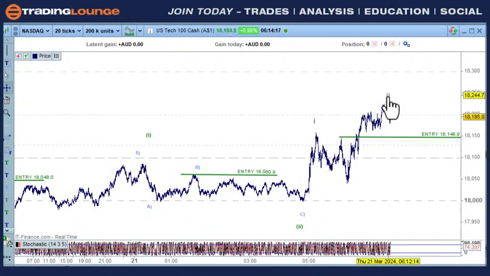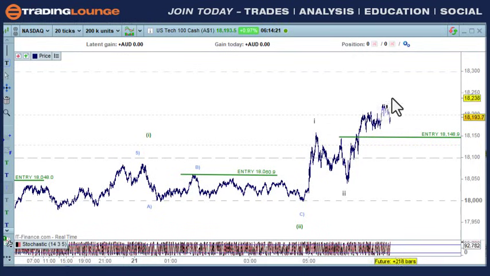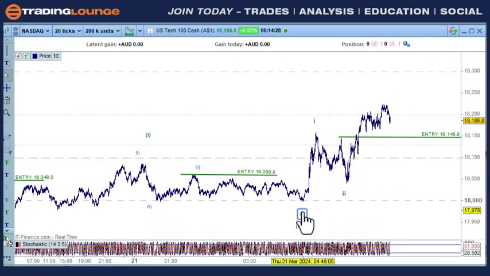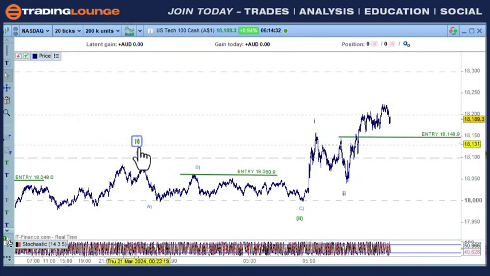Now I've labeled this as wave 3 here, but we could also go 1 degree smaller and look at it as 1 and 2 as well. But we'll just see what the Fed's got to say, and what the outcome of that is. So that's where we are at the moment for this.